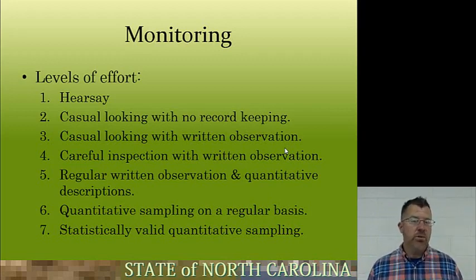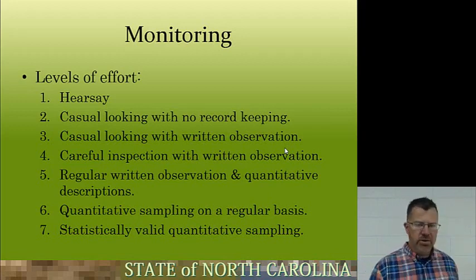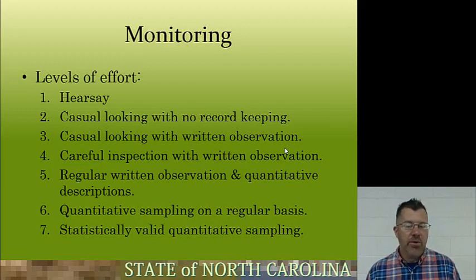Level 3, casual looking with written observation. That's where you're probably going to really start with your garden. You're going to write it down. Oh, notice we had some bugs here. Level 4, careful inspection with written observation. Level 5, regular written observation and quantitative descriptions. So you're really taking some deep notes.